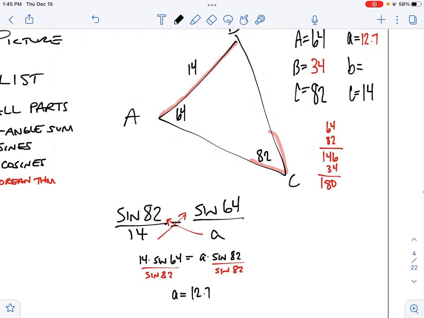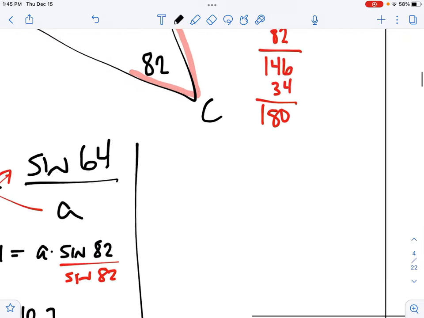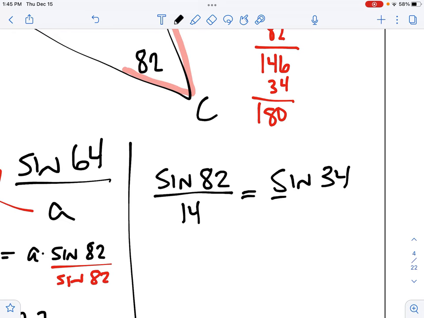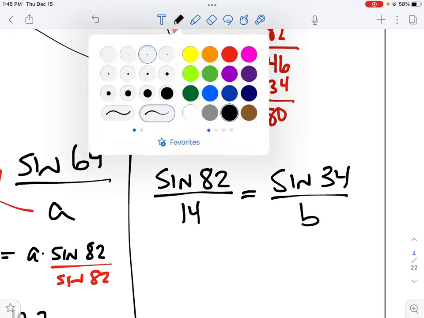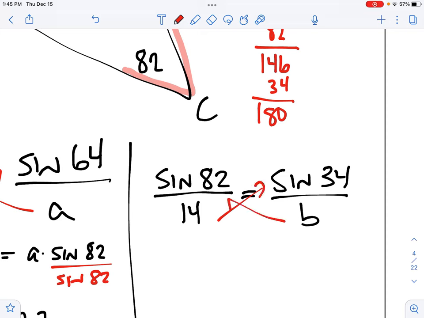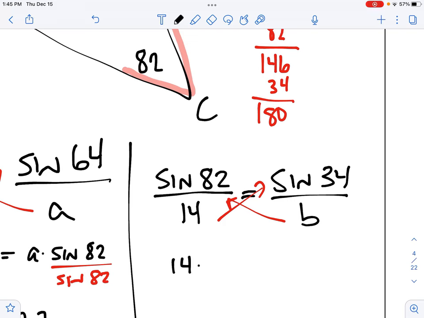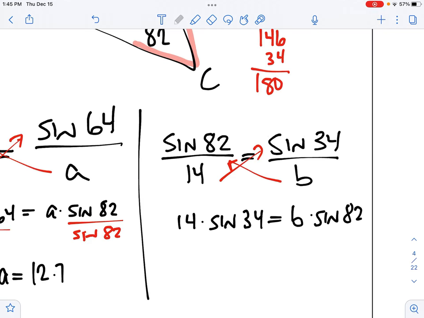There is a temptation to use the Pythagorean theorem, but remember, we're talking about non-right triangles, so we cannot use the Pythagorean theorem. So sine of 82 over 14 is going to equal the sine of 34 over little b, and I follow the same process. I'm going to write the steps here, but probably not continue to write all the steps as it does repeat. So 14 sine of 34 equals b sine of 82, and then I'm dividing by the sine of 82 to solve for b.